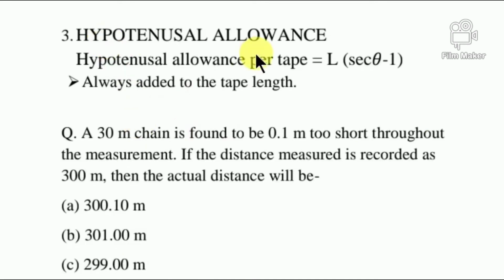And the third one is hypotenuse allowance. So hypotenuse allowance per tape is equal to L sec theta minus 1, and this hypotenuse allowance is always added to the length of the tape. Here capital L is our length of tape and theta is slope of the ground. This is not so important, you just need to remember the formula, and this point that the hypotenuse allowance is always added to the tape length.